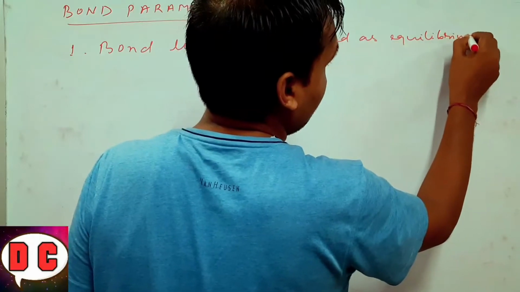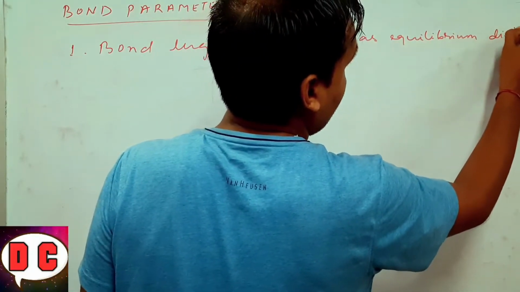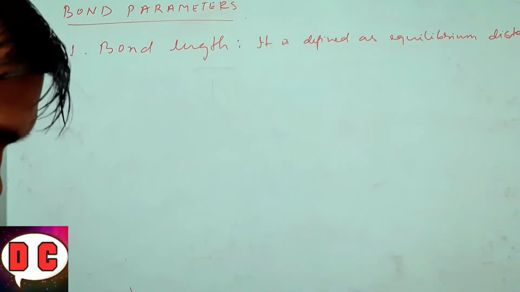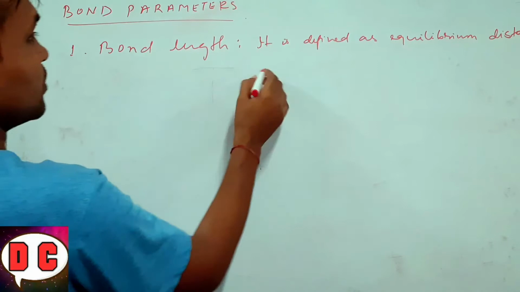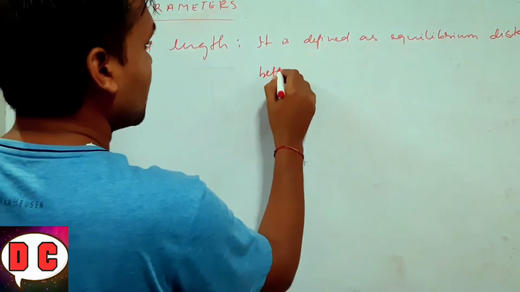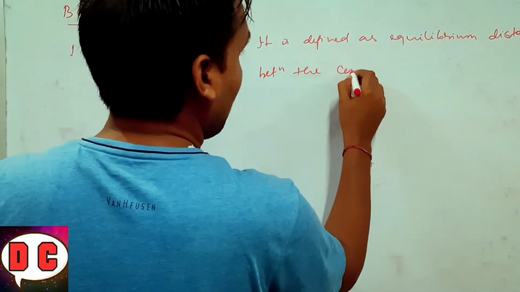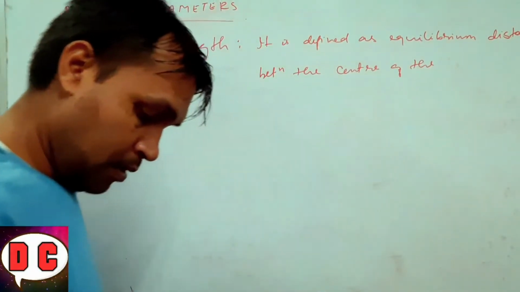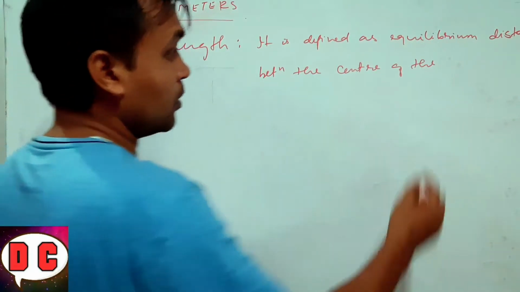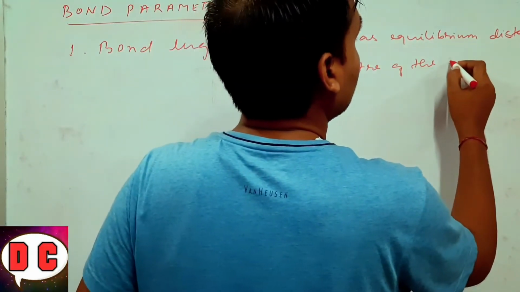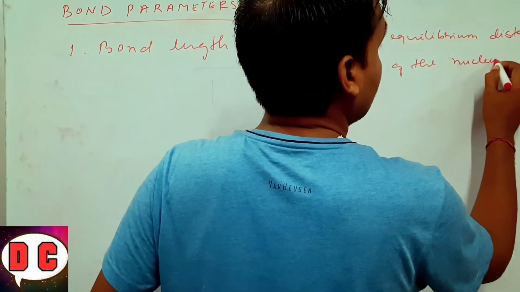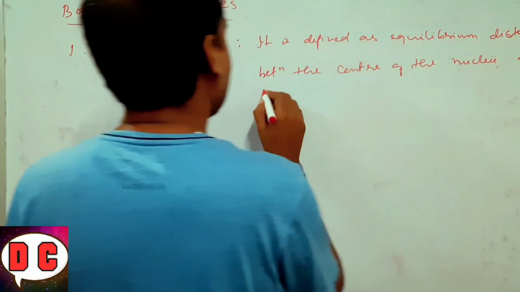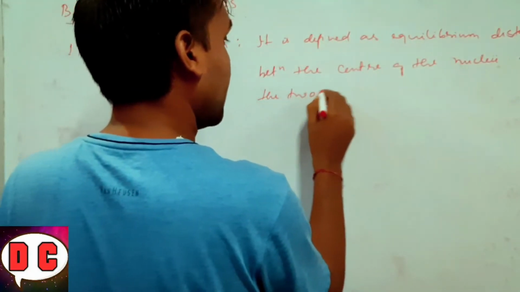the equilibrium distance between the center of the nucleus of two bonded atoms. Between the center of the nuclei of the two bonded atoms.